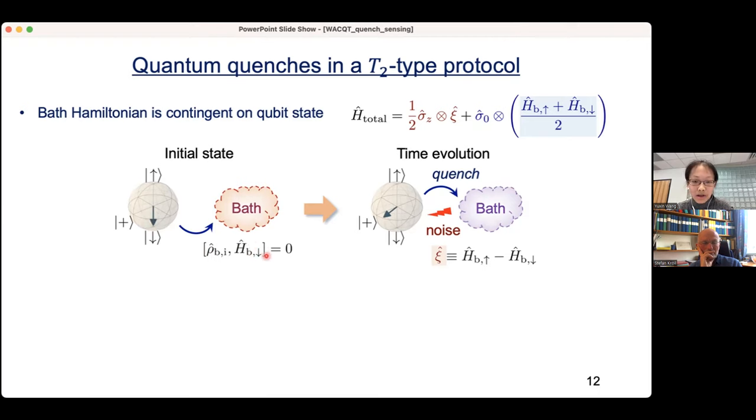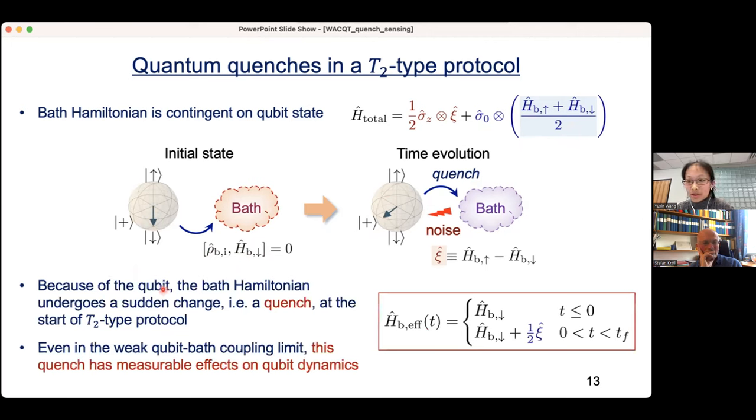Now, if we compare this H_B down with this averaged bath Hamiltonian, the latter determines how the bath evolves during the sensing protocol, we will see that because of the presence of this qubit, the bath actually undergoes a sudden change in its Hamiltonian, also known as a quench, at the beginning of the sensing protocol. By comparing this H_B down that determines the initial bath state with this average bath Hamiltonian, we can also explicitly compute the quench term. In this case, it is proportional to the noise operator, so that in the weak qubit-bath coupling limit, this quench really corresponds to a very tiny change in the bath Hamiltonian. But what we find, rather interestingly, is that even this tiny change in the bath Hamiltonian can have a measurable effect on qubit dynamics.